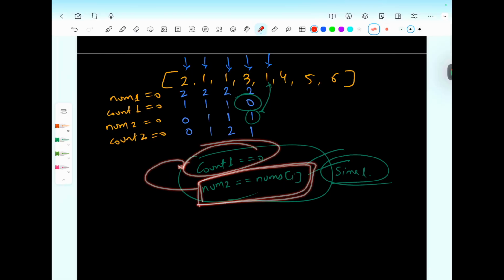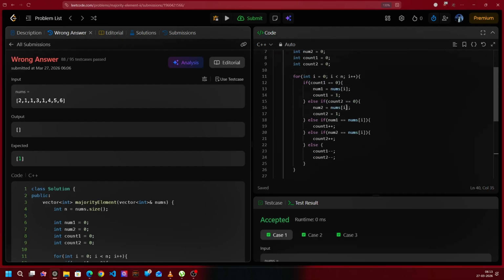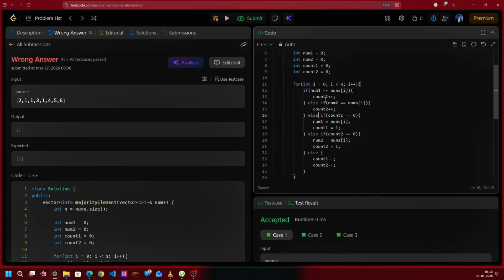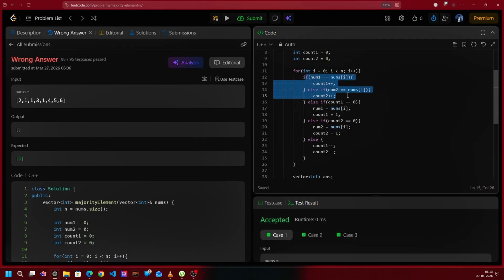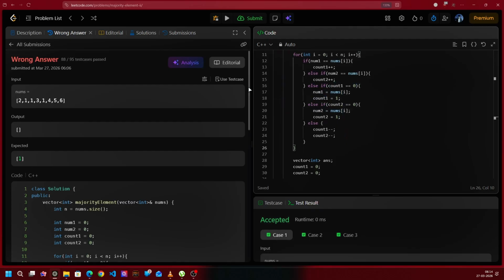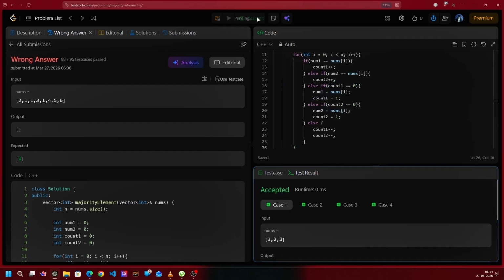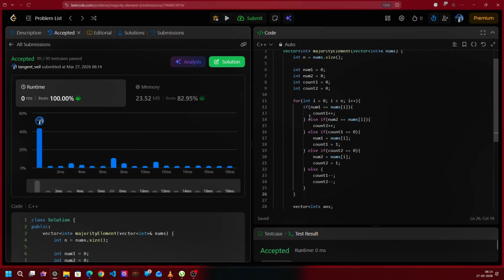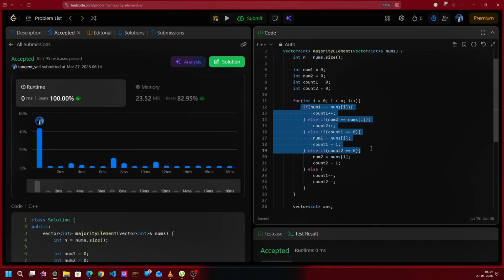So let's make changes in our code. Here we will pick both the count1 and count2 conditions and insert them after. We change the order of execution. So first we check if the elements are the same. If they are the same, we increase the count, and after that we have the conditions for count1 being 0 and count2 being 0. So let's run it again. Okay, you can see our code got accepted. So you have to remember this: you have to give the priority to incrementing your count. So the order of conditions will change.